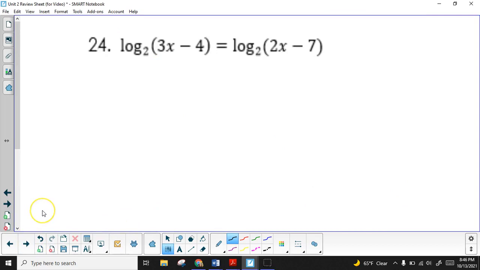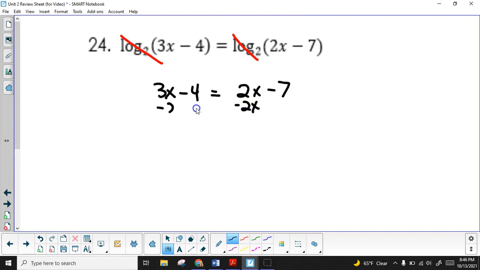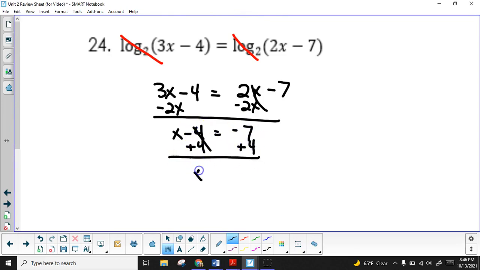And our last problem here in this section, log base 2 of 3x minus 4 equals log base 2 of 2x minus 7. It looks like it's pretty straightforward. We have a log base 2 on the left and a log base 2 on the right, so they cancel each other out. Nice. We have 3x minus 4 equals 2x minus 7. It's a pretty simple algebra equation to solve. Let's get our x's on one side and our constants on the other. We subtract 2x from both sides, then that's going to give us x minus 4 equals negative 7. And we'll add 4 to both sides, and we will get x equals negative 3.